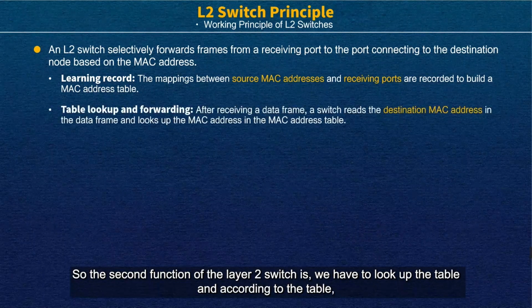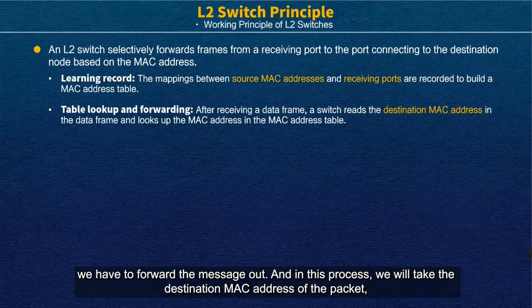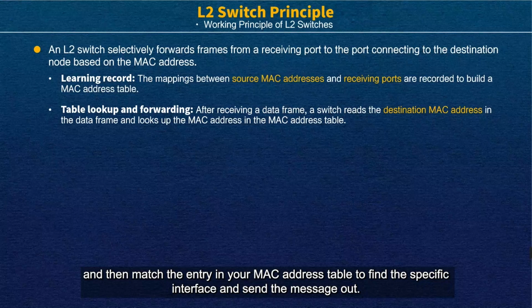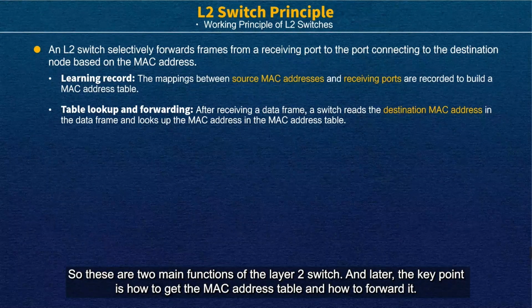So the second function of the L2 switch is to look up the table, and according to the table, forward the message out. In this process, we take the destination MAC address of the packet, match it against the MAC address table, find the specific interface, and then send the message out. So these are the two main functions of the L2 switch. And later, the key point is how to get the MAC address table and how to forward.